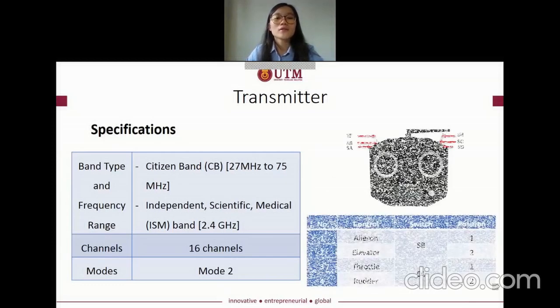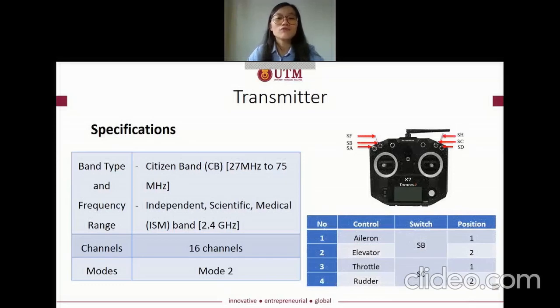A channel refers to each separate controllable function of an airplane. A typical aircraft consists of 4 channels, which are aileron, elevator, rudder, and throttle. However, a complex RC airplane may require more channels that control flaps, retractable landing gear, and so on. A total of 16 channels can be assigned with this transmitter.